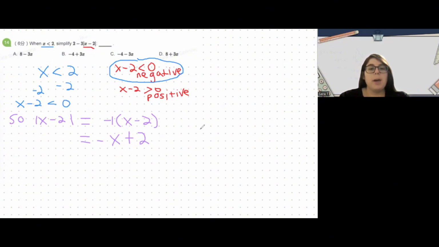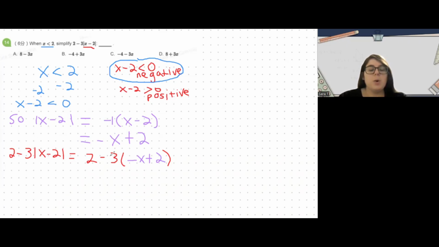So now we can come back to our original expression, which was 2 minus 3 times the absolute value of x minus 2, and we can plug in for the absolute value of x minus 2 what the answer would be, which is its opposite. So we're going to plug in 2 minus 3 times, and then we're going to put in the -x plus 2. Now, when we simplify this, we can determine which of the multiple choice options it is.